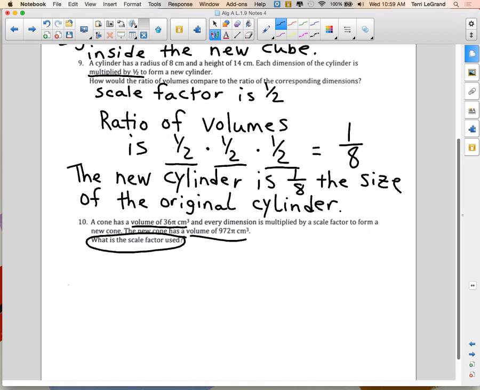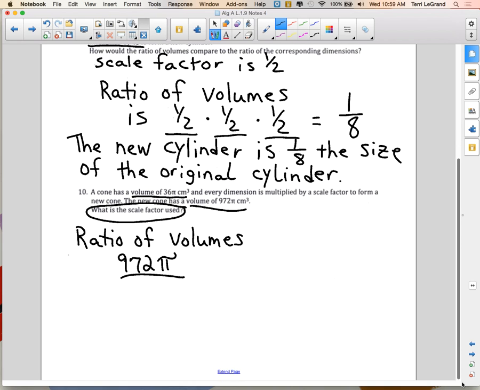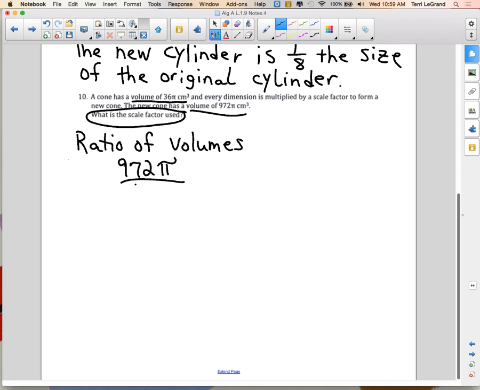Okay, so let's set up a ratio of volumes. Because we got them this time, we don't even have to find them. They're giving them to us, so let's use them. What's going to go upstairs, the new or the original? The new. So downstairs, we're gonna put 36 pi. The pi is not part of the label, it's part of the volume.